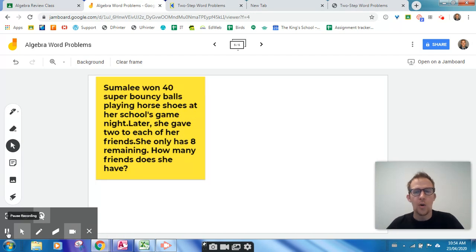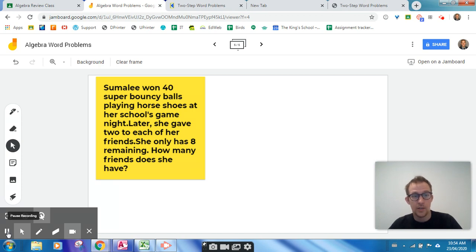We don't know how many friends Sumali has, and that's what we're trying to find with this problem. She won 40 super bouncy balls playing horseshoes at her school's game night. Later, she gave 2 to each of her friends. She only has 8 remaining. How many friends does she have? So she has a total of 40 bouncy balls. She gave away 2 to each of her friends, and she only has 8 left.